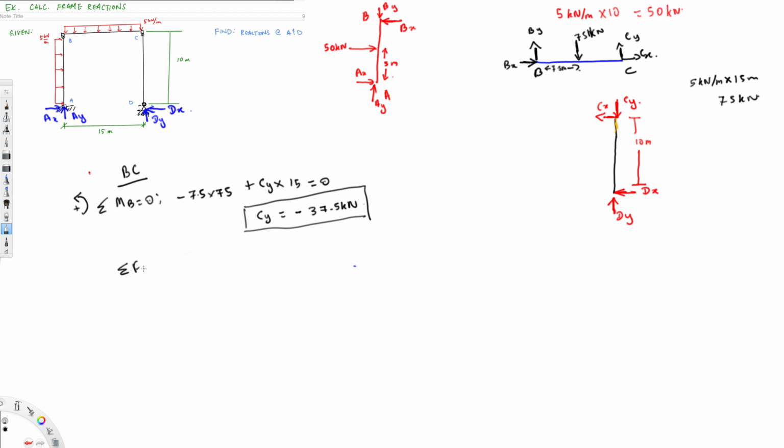Summation of Fy is equal to 0 in statics. If I take upper direction positive and solve for this one, By is going to be positive because it's acting upside, and minus 75. Then Cy is also upside, so it's going to be positive. Cy equal to 0.